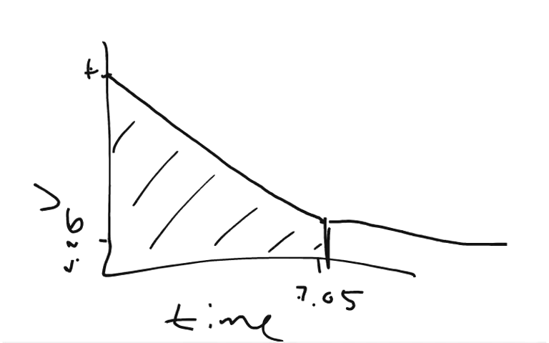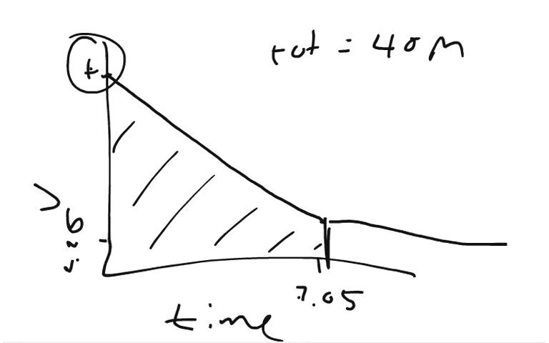We want to know what this starting speed was. In order to find it, we need to know a little more. We know that this distance covered, the total area under the curve, should equal 40 meters. So if I break this into two geometric shapes, I can draw a rectangle that is 2.25 by 7.05. I can work that out mathematically.